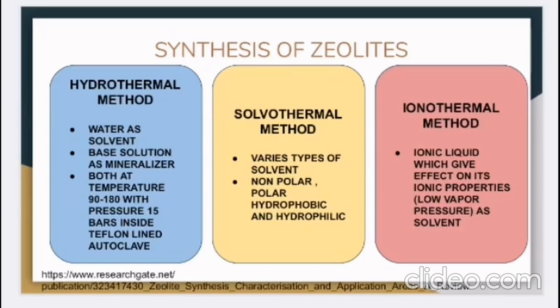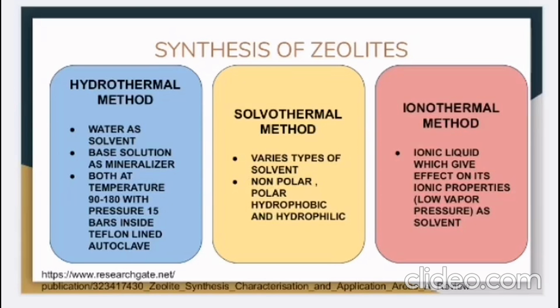While for the liquid phase, it basically uses a solvent, so in the presence of solvent it is easier for the transportation of molecules as it occurs at a lower temperature, which is lower than 300 Celsius. So the synthesis of zeolites is carried out in the liquid phase. Here are the three methods used to synthesize zeolite in the liquid phase. First is hydrothermal, the second one is the solvothermal method, and the last one is the ionothermal method.